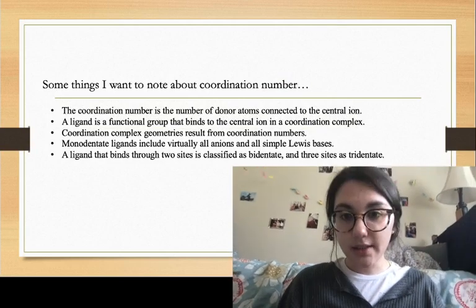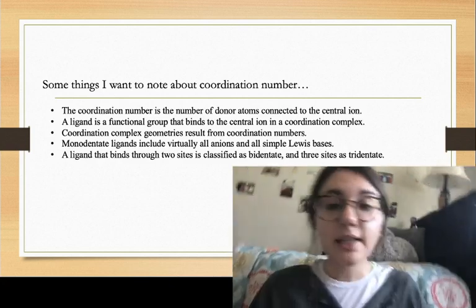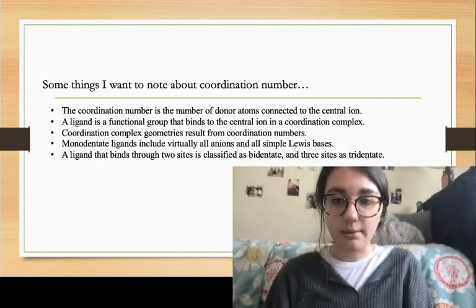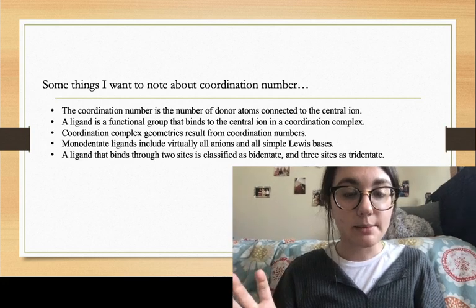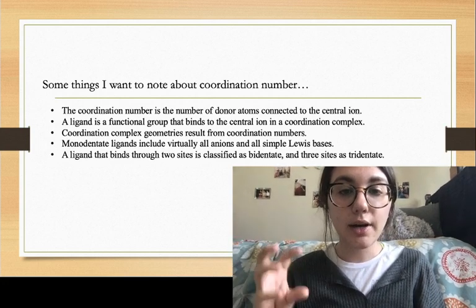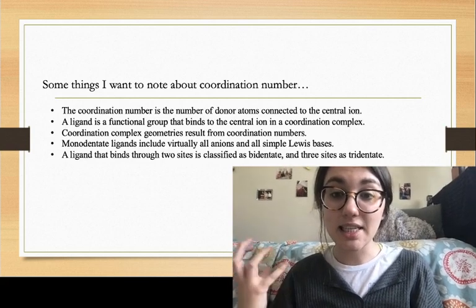Okay, so pause the video and read through these because I'm not going to read for you. You all know how to read. But basically what I wanted to highlight here, sorry, I had to readjust my computer, is that the coordination number is the number of donor atoms. And so that means how many things are basically connected to that central ion.